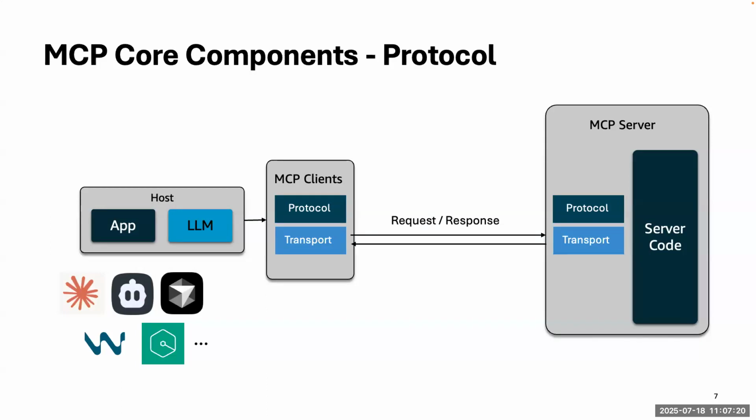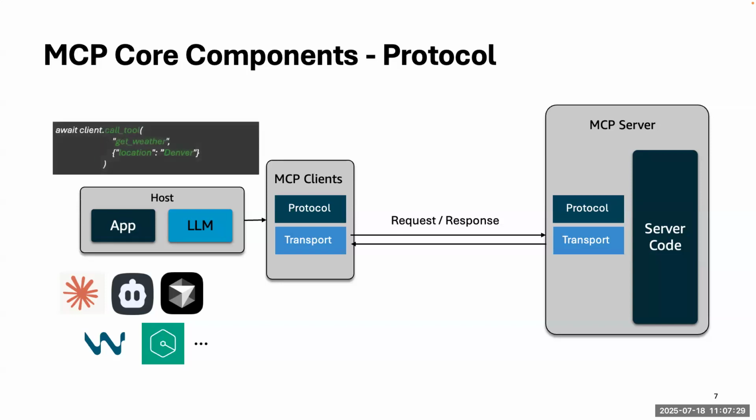Now, next I'm going to talk about is the protocol layer. So the protocol handles the structure of the message. Here is an example of a tool called getWeather. The request is formatted as JSON RPC 2.0. It includes an ID, method, and parameter. The standard format ensures interoperability.